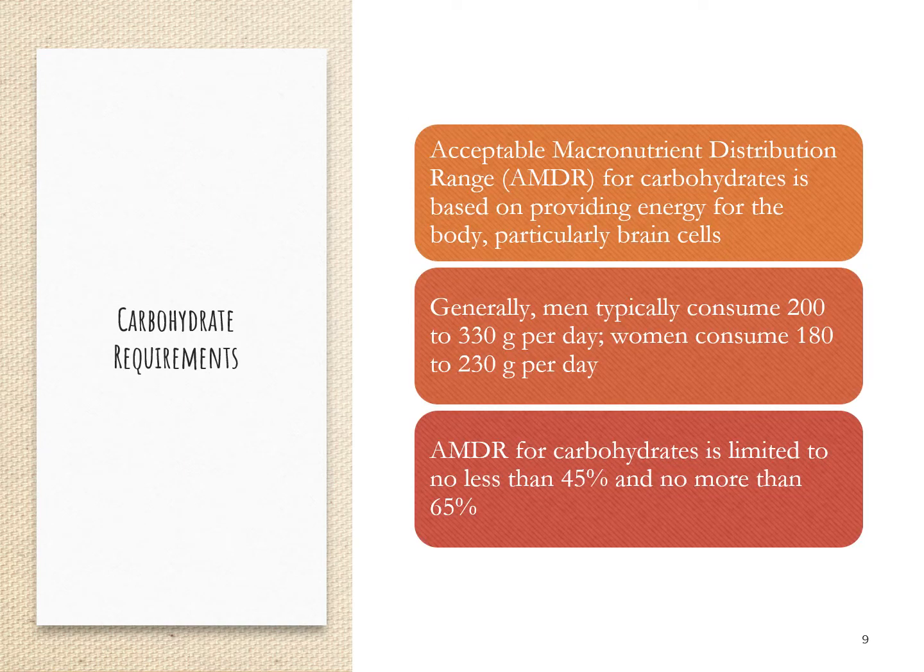Okay, so as far as requirements of carbohydrates go, we need to look at the acceptable macronutrient distribution range, the AMDR. For carbohydrates it is based on providing energy for the body, particularly those brain cells. So the recommendation is no less than 45% of the overall caloric intake and no more than 65%. As long as we don't eat less than 45% or more than 65% carbohydrates, it's going to leave enough room for other parts of our diet to fill those other also important nutrients that we're going to need. So in men, this is typically anywhere from 200 to 330 grams per day.